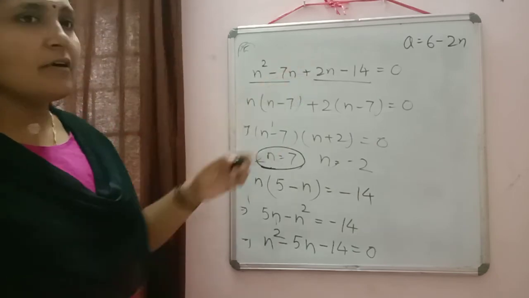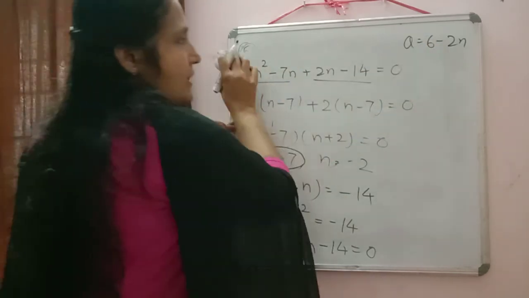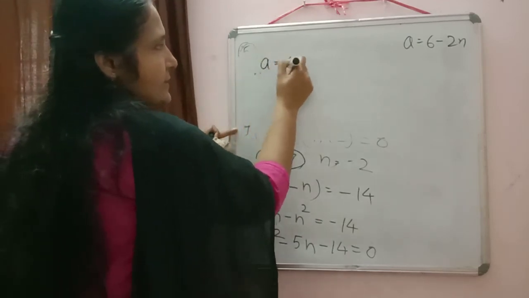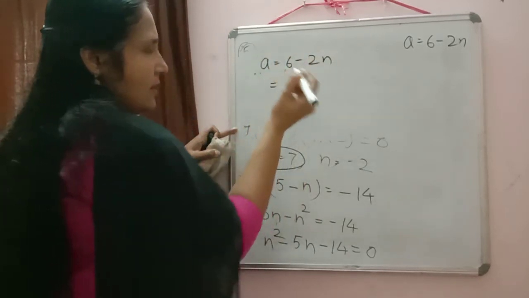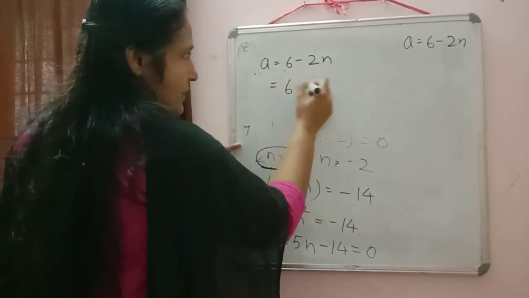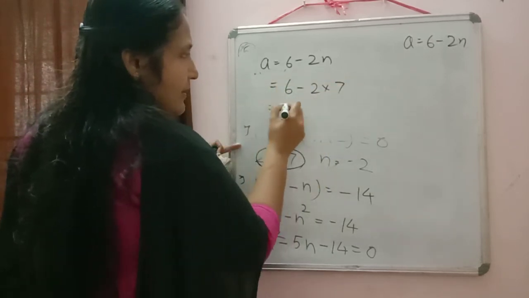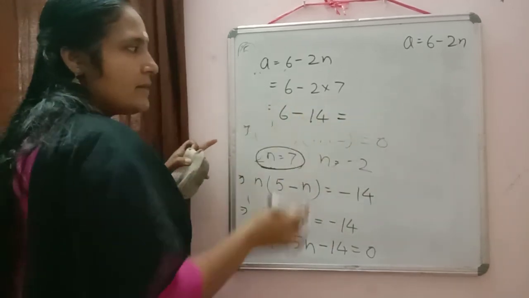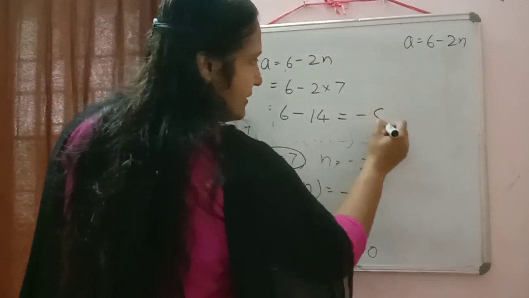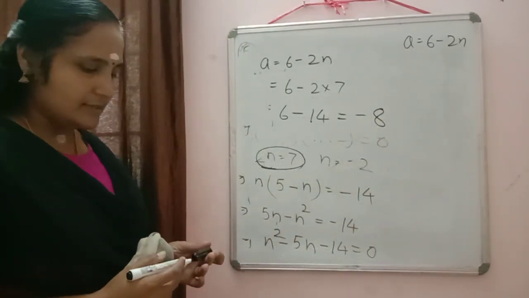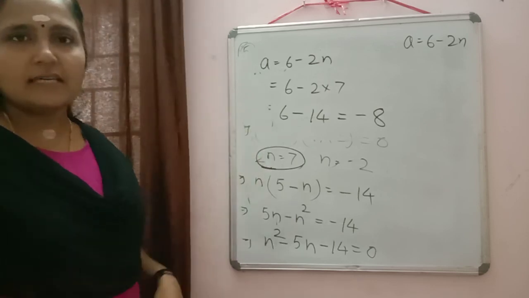Now we want the value of a also. Here we wrote a is equal to 6 minus 2n. Now substitute the value of n there. So it will be equal to 6 minus 2 into 7. So 6 minus 7 2s is 14, and 14 minus 6 is 8. So we will get minus 8. So the value of a is equal to minus 8. So I hope these types of questions are clear to you.